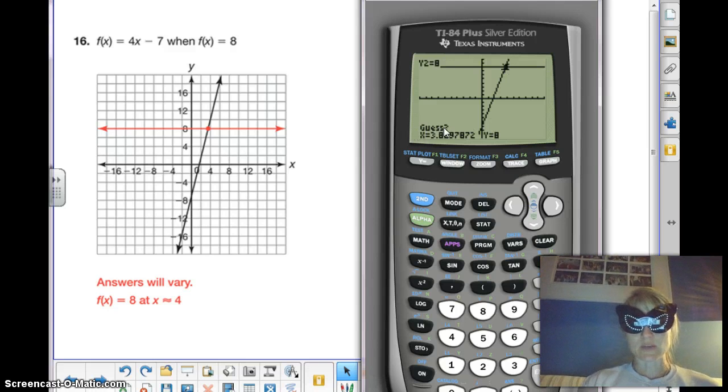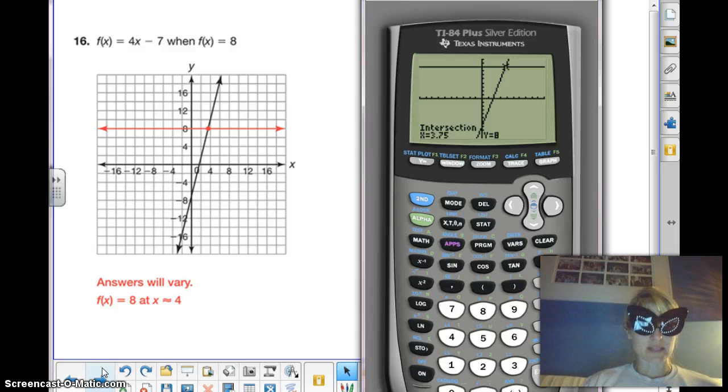So it says, do you want me to guess? And I say yes. So here it says the intersection is y is 8, which is what we had, because we know it's a horizontal line. But the intersection x is actually 3.75. So that's the exact x that we have. So we want to do that.